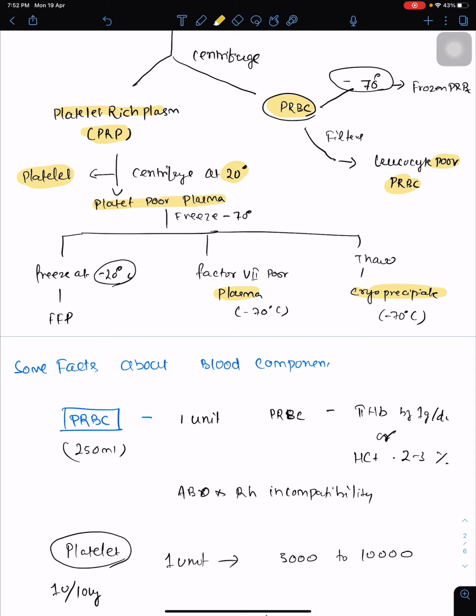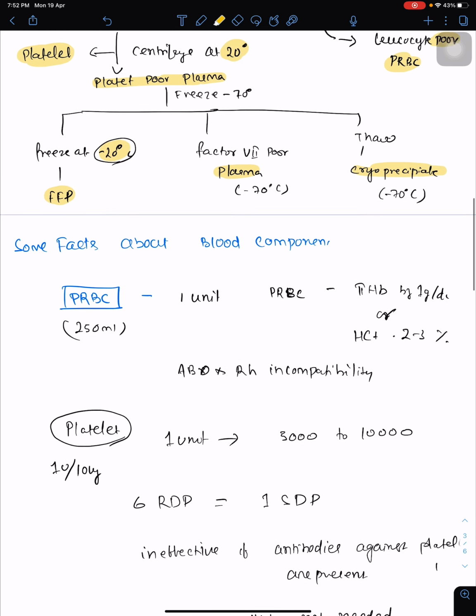Actually, it is stored at minus 70 degrees centigrade, and then we do the thawing. Thawing means it gets liquefied from its ice or solid phase to its liquid phase. When it is stored at minus 20 degrees centigrade, it is called fresh frozen plasma.